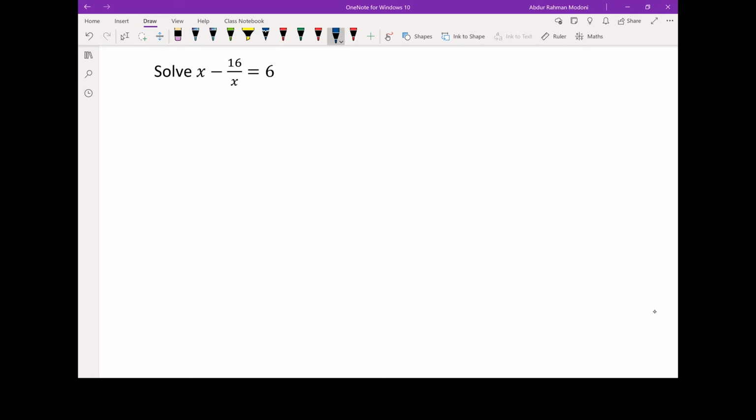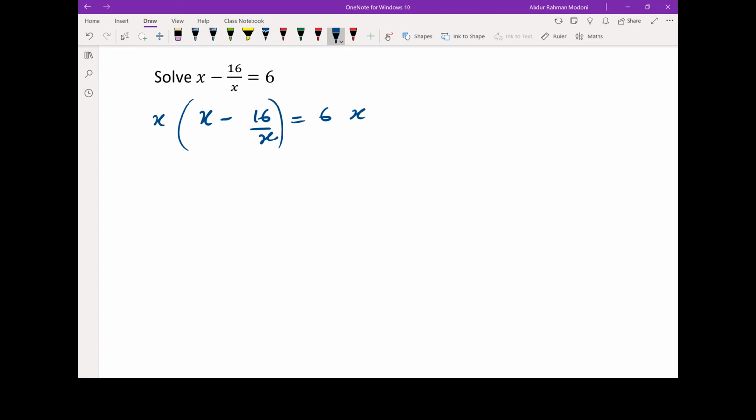So when we want to get rid of a fraction, i.e. the denominator, we're going to times both sides of the equation, the left-hand side and the right-hand side, by what's on the denominator. So I'm going to write down my equation first, x minus 16 over x is equal to 6. And I'm going to times both the left-hand side and the right-hand side by x.